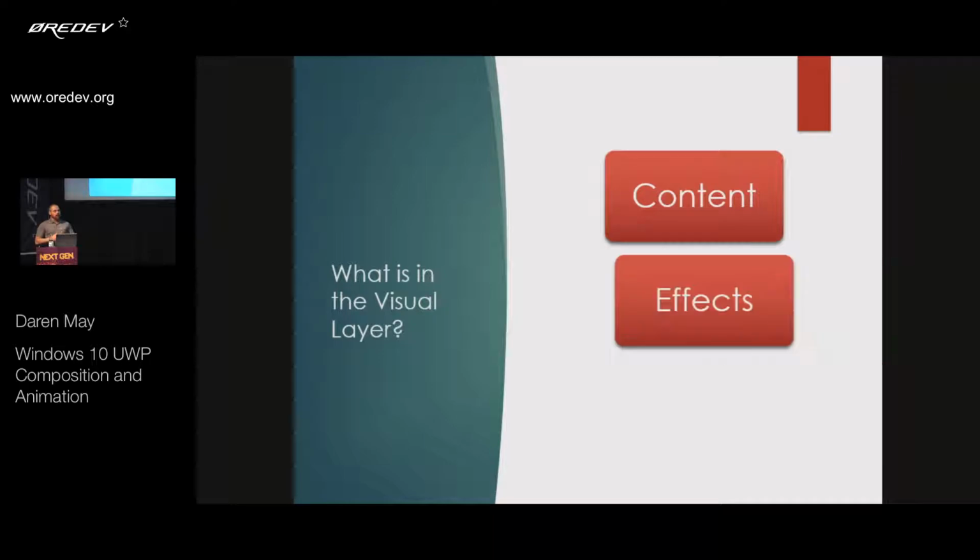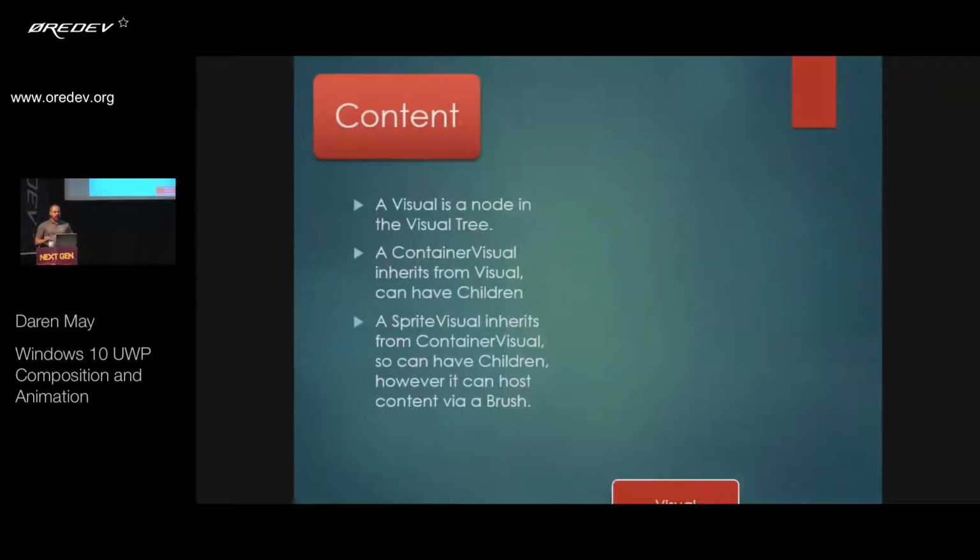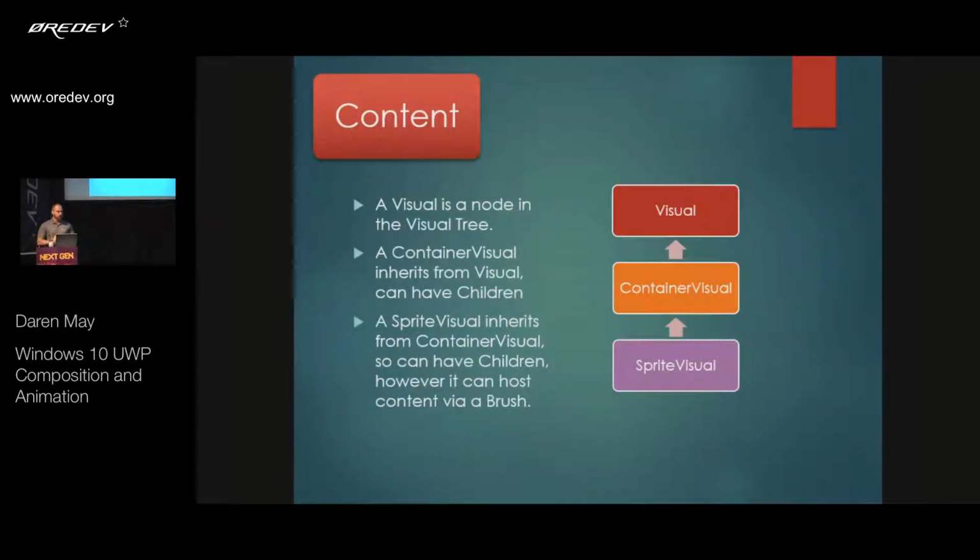So what's in the visual layer? Well, we have three major areas. We have content, that which is being displayed. We have effects, manipulations that occur on the content. And we have animations, which is pretty self-evident. So if we look at content, content starts off as a visual. Now, every control or whatever that you render in XAML has what is called a backing visual. And that is the output of the rendering of that particular control. And that then gets passed off to your graphics card to render. Okay? We can also start interacting directly with that visual.